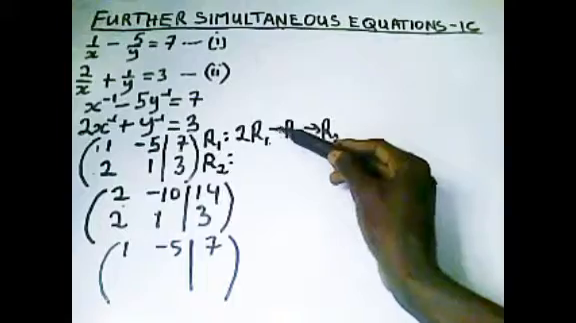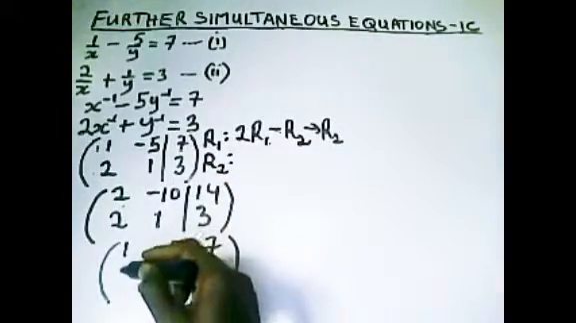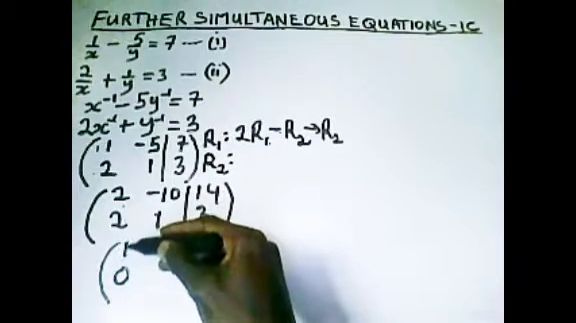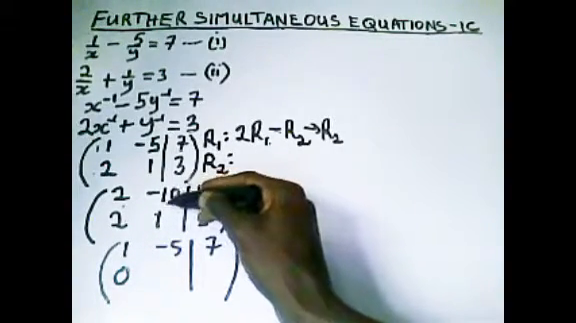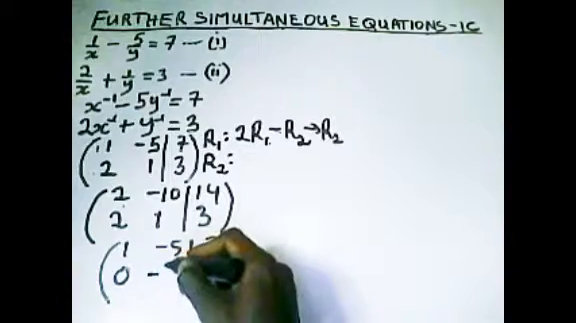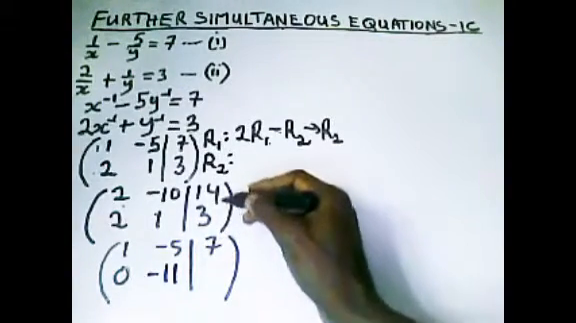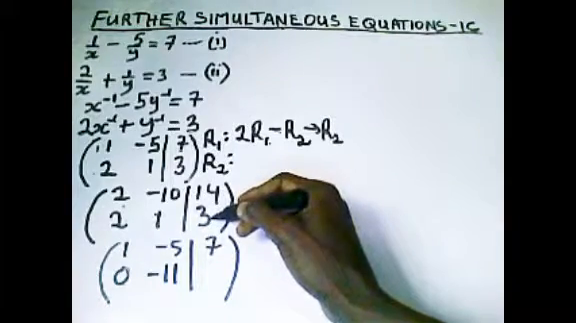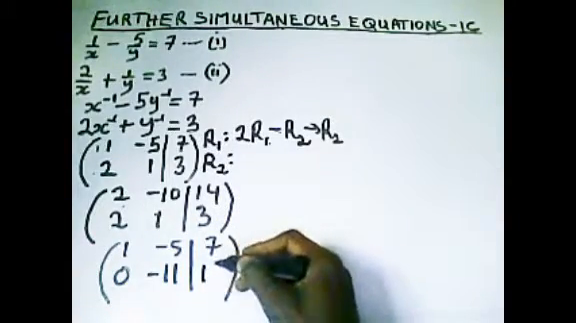Don't forget, that's what we wrote out here. So 2 minus 2 is 0. So we have now achieved a 0 under this first element. Now minus 10 minus 1 will give us minus 11. Then 14 minus 3, that will give us 11.